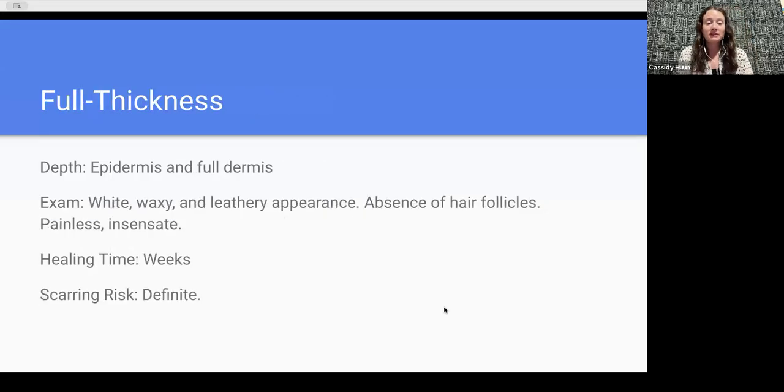Now we move into the full thickness burns, or what used to be called a 3rd-degree burn. So this is involvement of the epidermis and the full dermis. So this will have a white, waxy, and they often describe it as a leathery appearance. There will be absence of the hair follicles, and you've extended far enough down that you've caused quite a bit of nerve damage. So a lot of times these will be insensate or painless. There can still be some nerves that are running through, so don't think it's fully painless. You don't have to provide any kind of pain management, but you might not have the patient respond to you testing for pain in those areas. These take weeks to heal depending on how extensive they are, and these will definitely cause scarring.